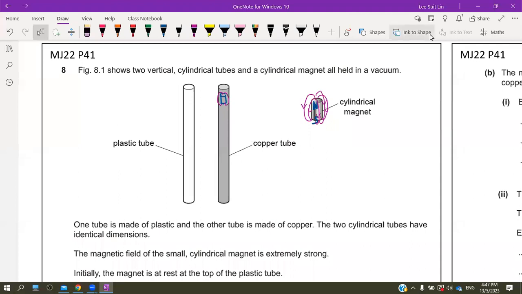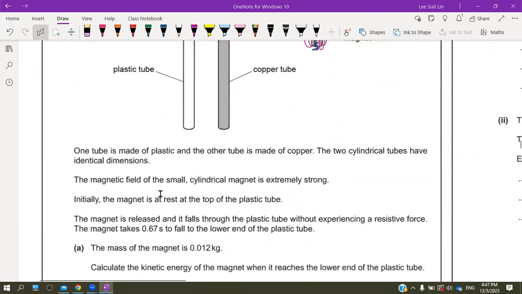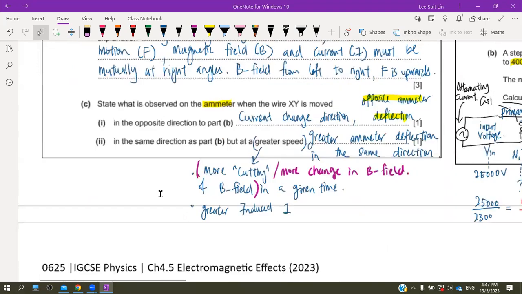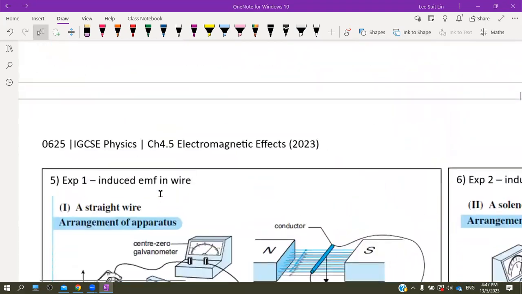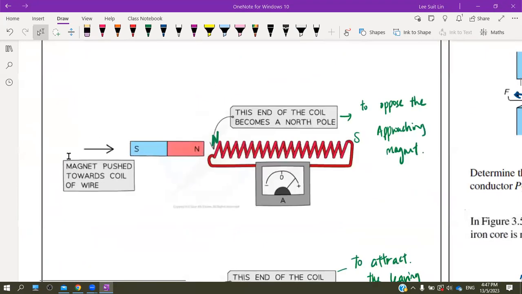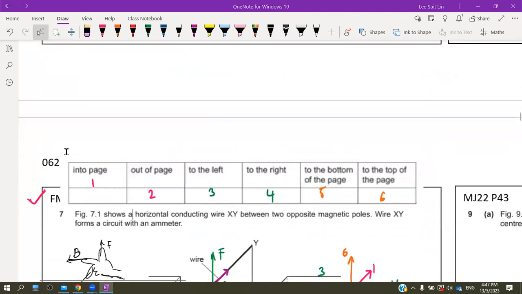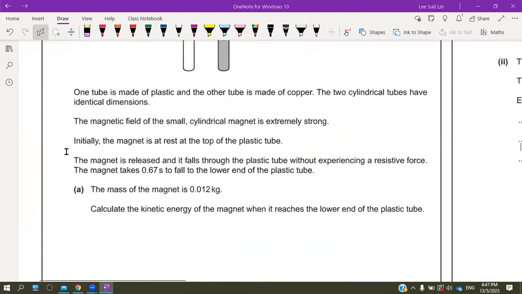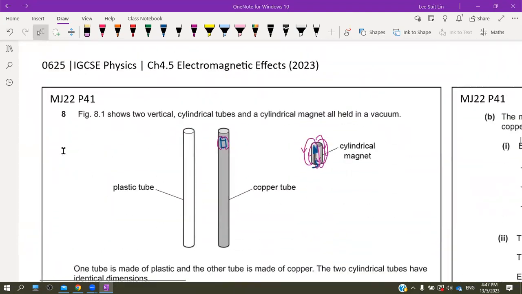Why will it be slower again? Well, I guess we can write it down, but the whole idea about why the magnet will travel slower is opposition. Or in other words, the energy of the magnet is converted from kinetic to electric. We'll write down the explanation, because I think it's required in the question.